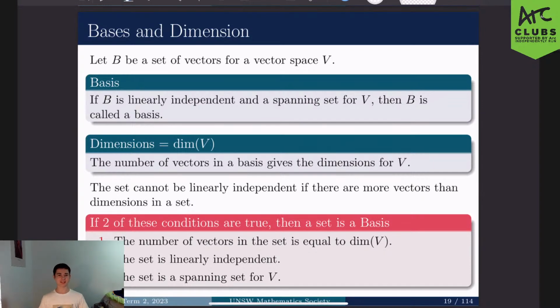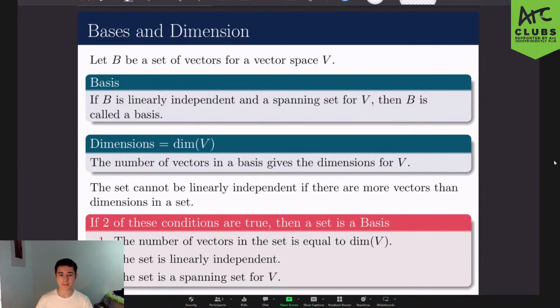If we say P6, it's going to be 6, and so on. Dimension is just the number of vectors a basis needs to become a spanning set of the vector space. So the number of vectors in a basis gives the dimension. Very happy. All right.